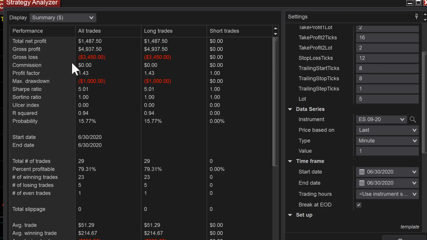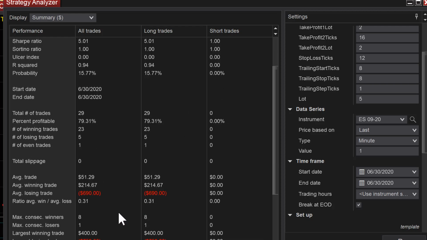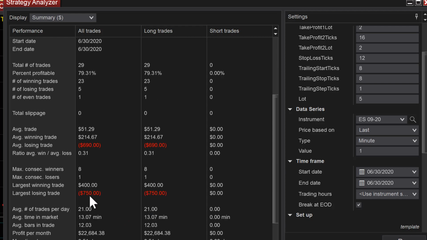So looking pretty good. I can see total net profit of $1,487. Just what I want to see is really the trades here. So there were 29 trades. That's a lot of trades. 23 winning trades, 5 losing trades. The thing is, with the 12 ticks, your largest loss could be 750, that's bigger than your largest winning trade. You'd like to be a little bit more balanced on that.